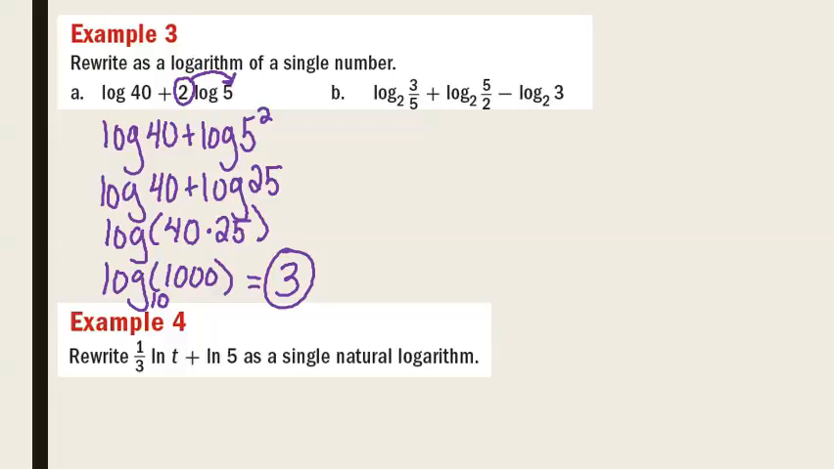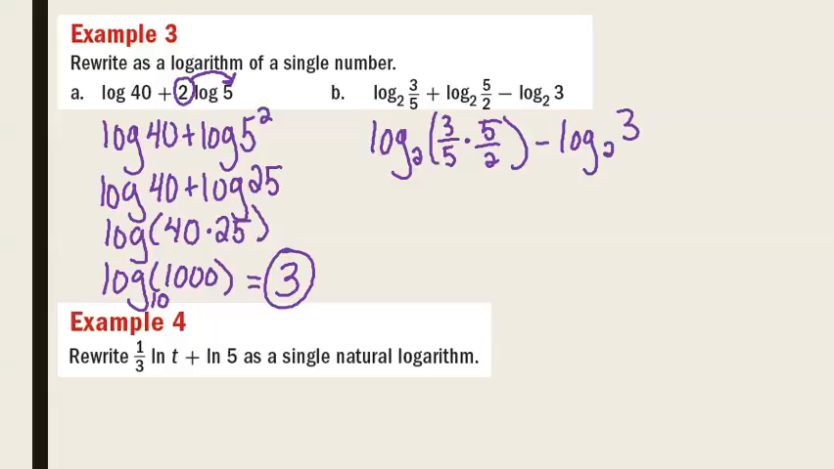So that's what we're going to go ahead and do. So again, we're just going to use our properties on part B. Now we have fractions involved, but that's fine. We can deal with fractions. When you have an addition and a subtraction, it doesn't matter which one you do first, just like it doesn't matter in order of operations if you do multiplication or division first. So I'm just going to work from left to right. Since I have addition between my first two logs, I can rewrite that as their product. So this becomes log base 2 of 3 over 5 times 5 over 2, minus log base 2 of 3. And I would suggest that you only do one thing at a time so you don't make a silly mistake.